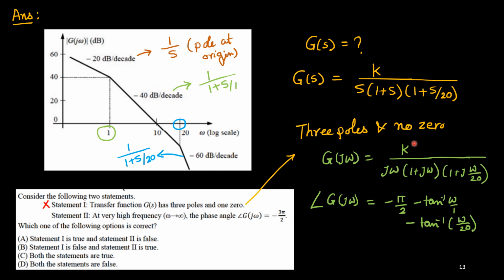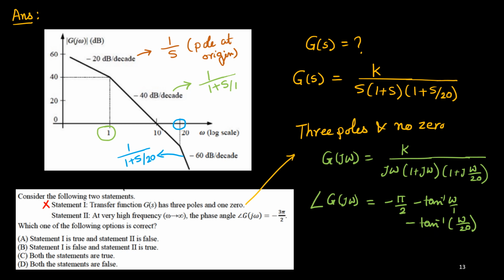This DC constant will not provide any phase. This j means 90 degrees. Simple j means 90 degrees. As it is a pole in the denominator, it is minus 90 degrees. So a pole will provide negative phase and a zero will provide positive phase. So this pole at origin is providing minus 90 degrees. Second, this phase is tan inverse omega upon 1, so with the minus sign because of this pole, minus tan inverse omega upon 1. And for this one, it is minus tan inverse omega upon 20. That's all. So this is your total phase. And if there is any zero, then I will have some positive phase. But in this case, there is no zero. So all the phases are negative.